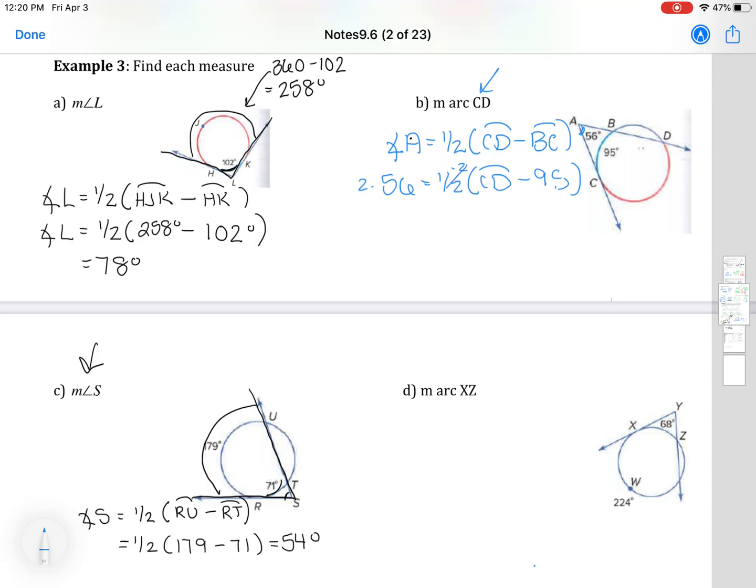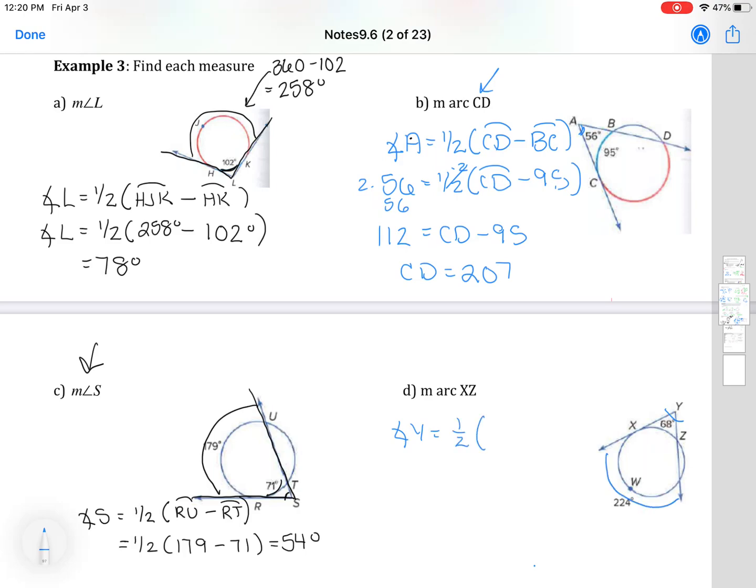And BC is 95. So step 1, get rid of the 1/2. If we get rid of that 1/2, basically you're doubling 56. So we get 112 equals CD minus 95. Then if you add the 95 over, you should end up with 207 for that missing arc. All right, last and final example, and please again reach out if you have questions on anything.